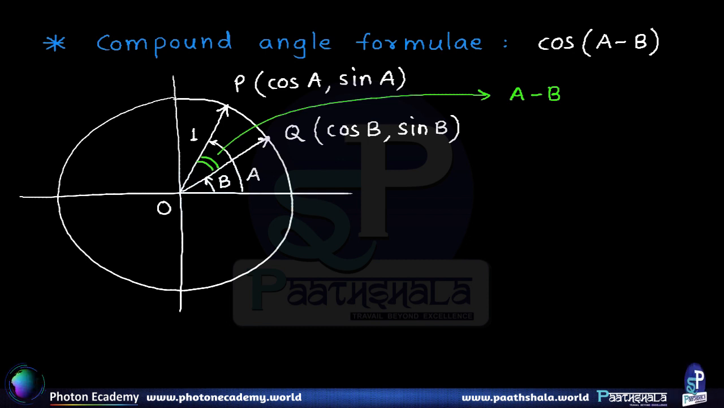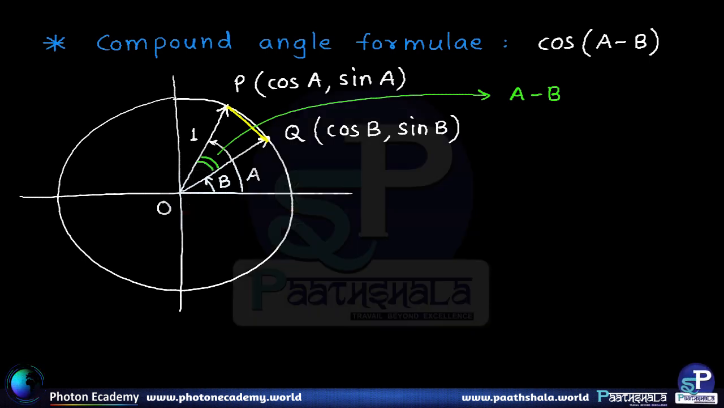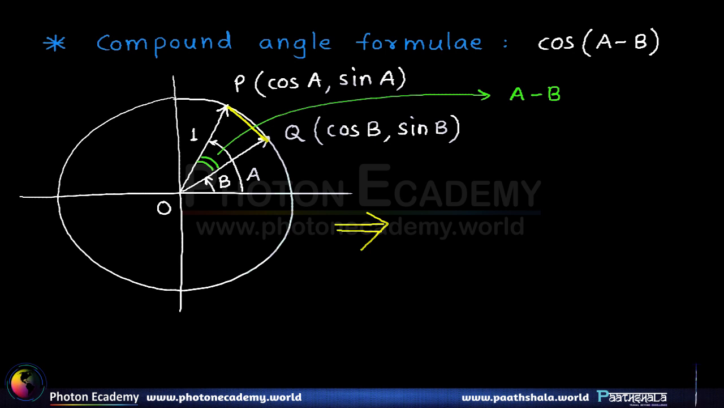Let us first look at the straight distance PQ, as if we join points P and Q. The segment PQ will have the length as shown in yellow color here. What we do is, we rotate these two arms, OP and OQ, keeping the angle between them, which is A minus B, the same. We just rotate them so that the point Q touches the x-axis, that is, point Q is now present on the x-axis. We are going to transform the figure like this.